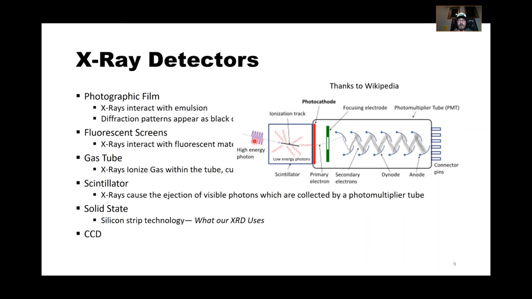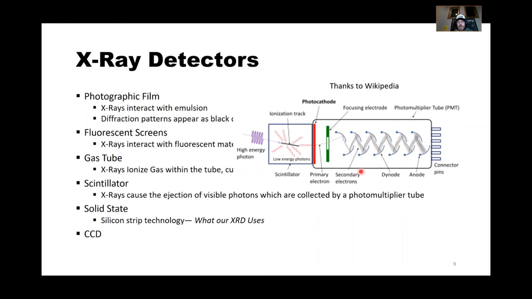So we have a high energy photon, which is an X-ray. It hits our scintillating material, which ejects a low energy photon, which hits this photocathode, which then entails the emission of an electron, which then goes through this array of diodes, if you will, and the signal is essentially amplified. And so that's the principle behind a photomultiplier tube. This kind of increase in electrons is called cascading electrons.